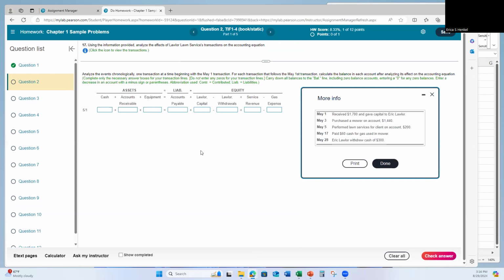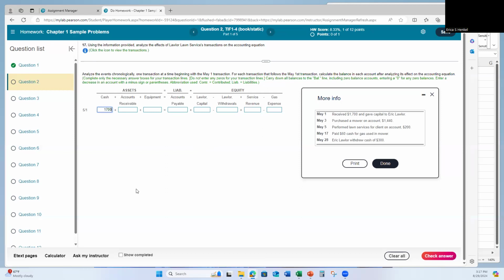So the first transaction that we have here, right? We have a business that we're operating and we are, let's see here, looking at Lawler Lawn Services transactions. So we're going to look at these in the order of time chronologically, beginning on May 1st. So we received $1,700 and gave capital to Eric Lawler. So Eric is starting a business and he's putting $1,700 into the business, and what he's getting in exchange is ownership of $1,700 in his business. So we receive $1,700. So we are going to increase our cash column over here.